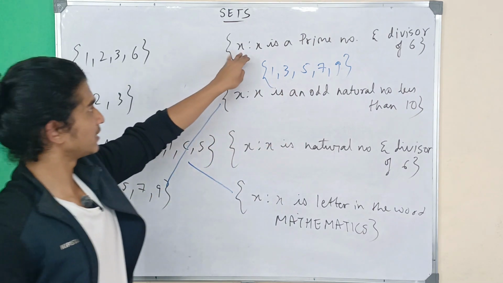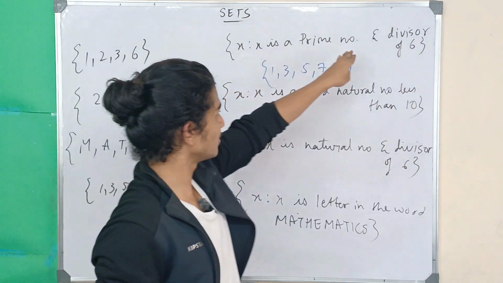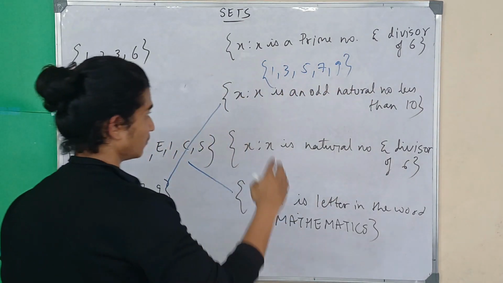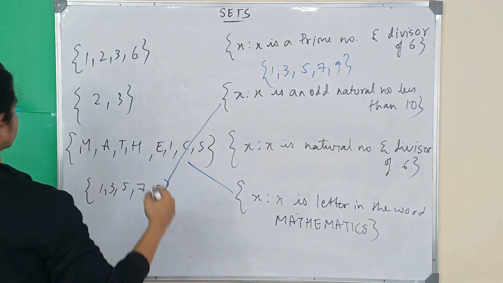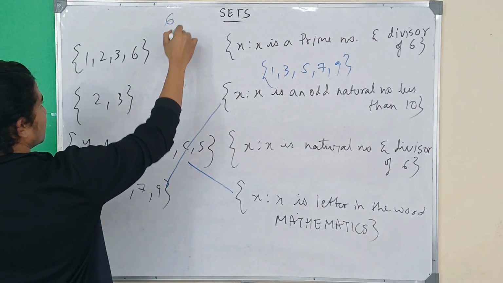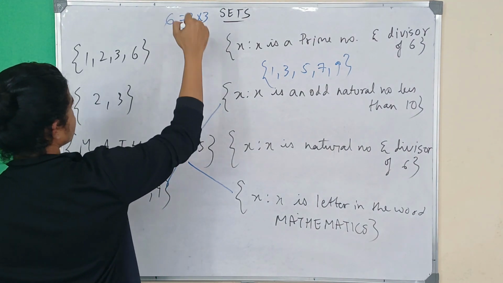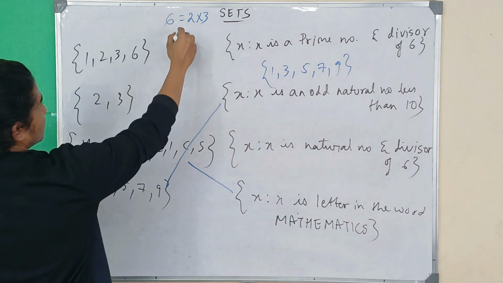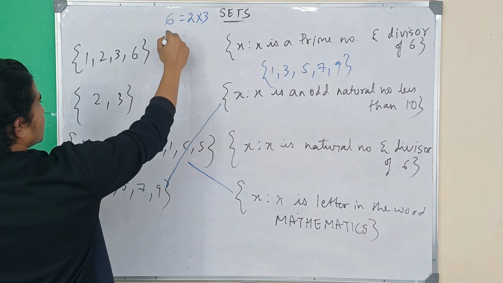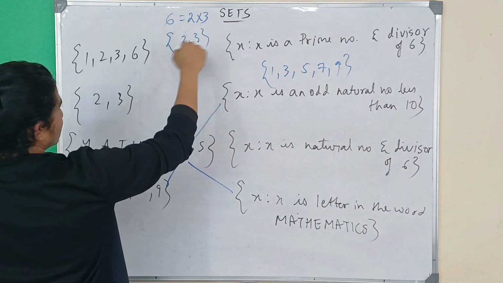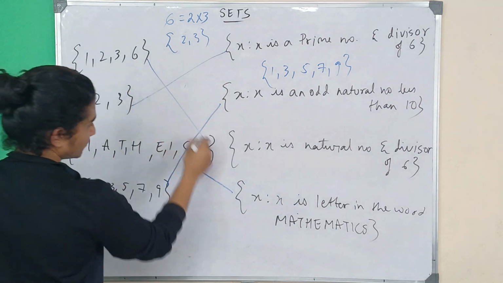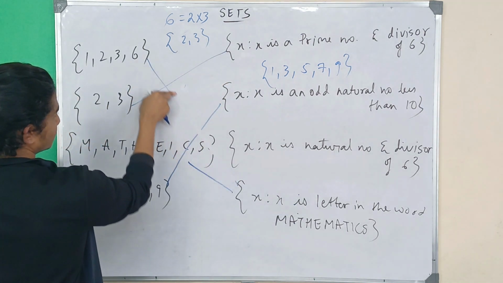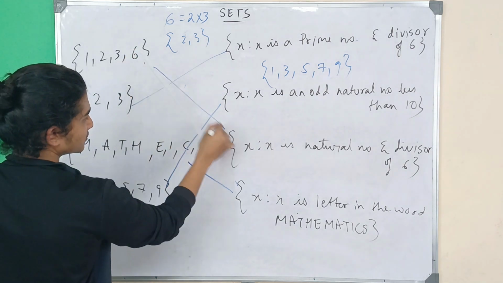The next one is the set of all x such that x is a prime number and a divisor of 6. So x is a prime number and it divides 6. Let us solve that. You have 6, and what are the factors of 6? 2 and 3. These are prime numbers, so if you write them in a set, it's going to look like this: 2, 3. So this matches with this. And the last one matches with this.